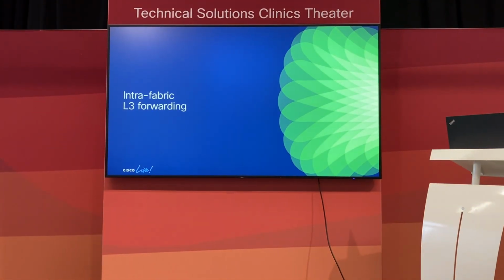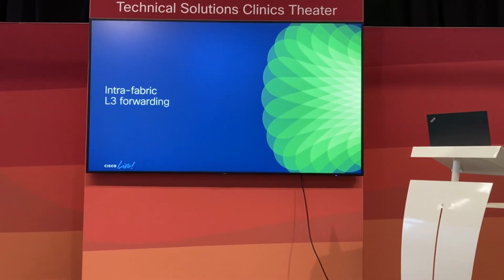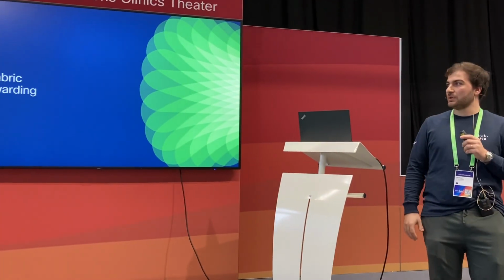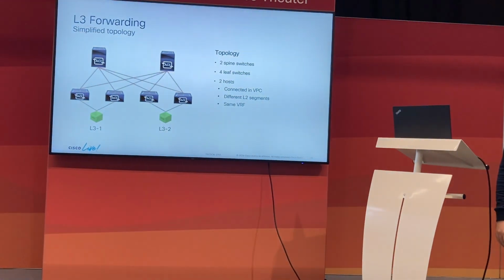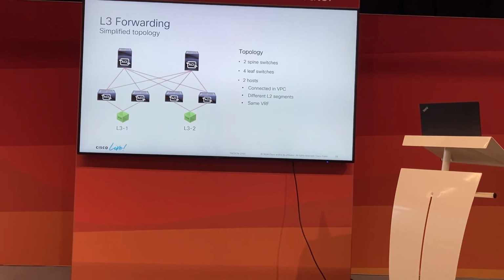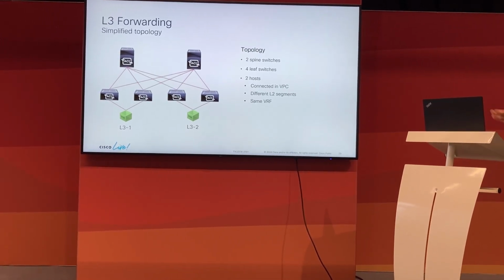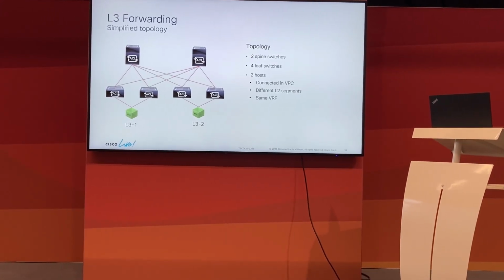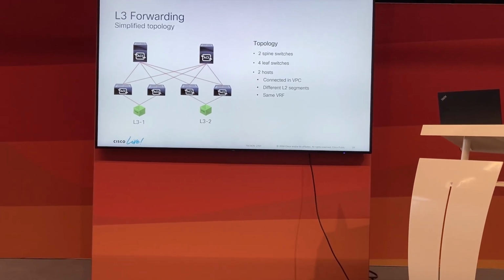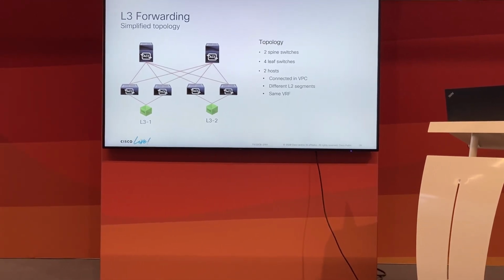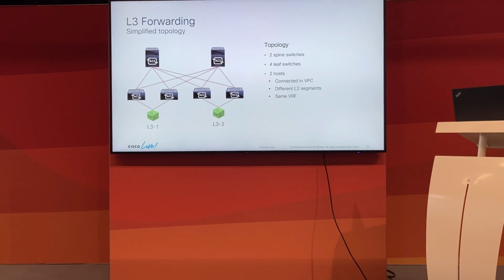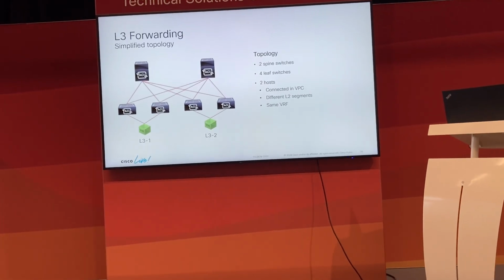Alright, this concludes the layer 2 section, so we are now moving to the layer 3 forwarding section. For the layer 3 forwarding section, the topology will be exactly the same, just the hosts are going to change. So we are still redundant over vPC, but this time they are in 2 different layer 2 domains while staying in the same VRF. We are not going to do inter-VRF routing here in the scope of this presentation.